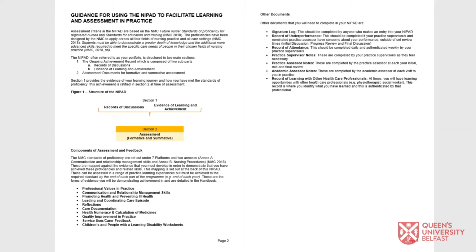In this section of the NIPAD you'll also see just a summary of the types of evidence that are developed and authenticated, and that includes things like professional values and practice, communication and relationship management skills, promoting health and preventing ill health evidence, leading and coordinating care evidence, reflections and care documentation.